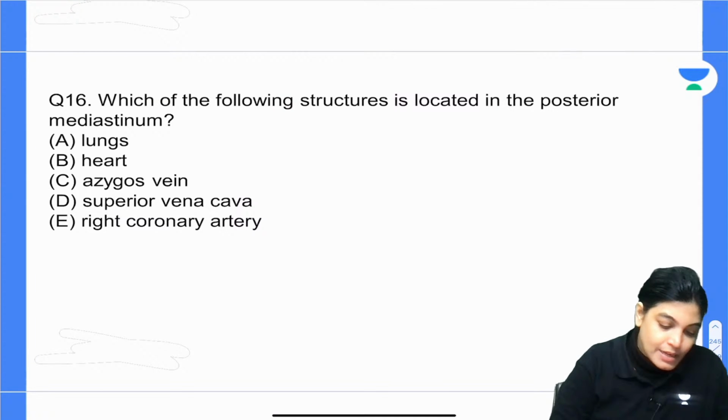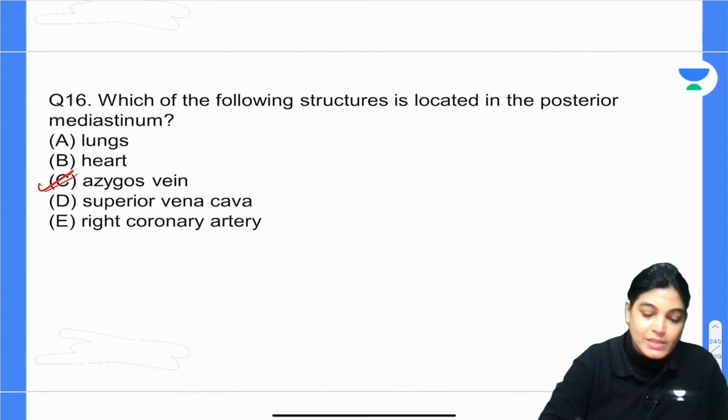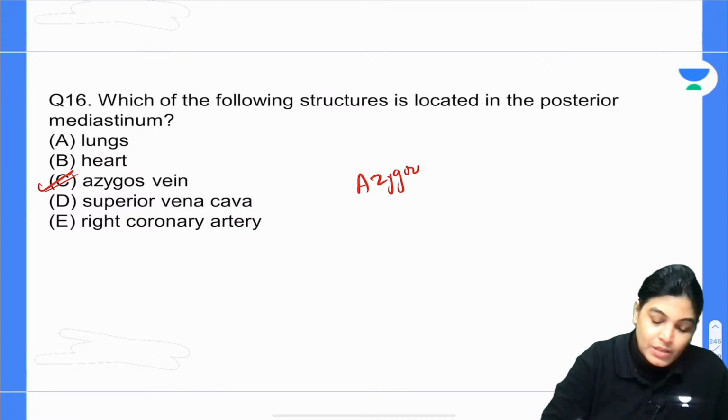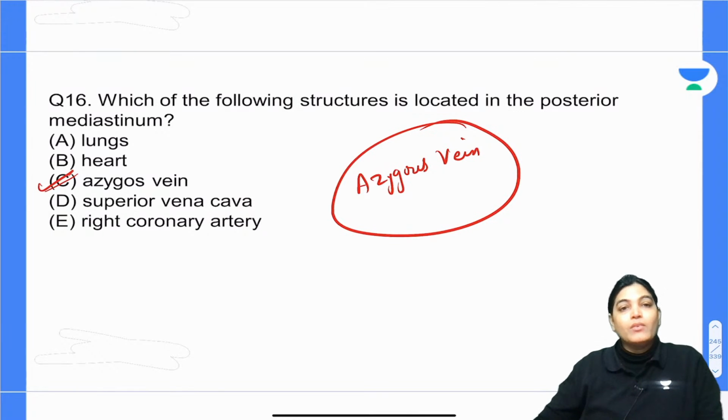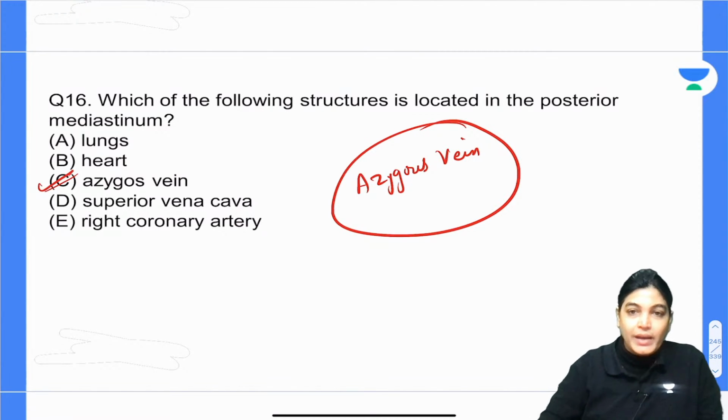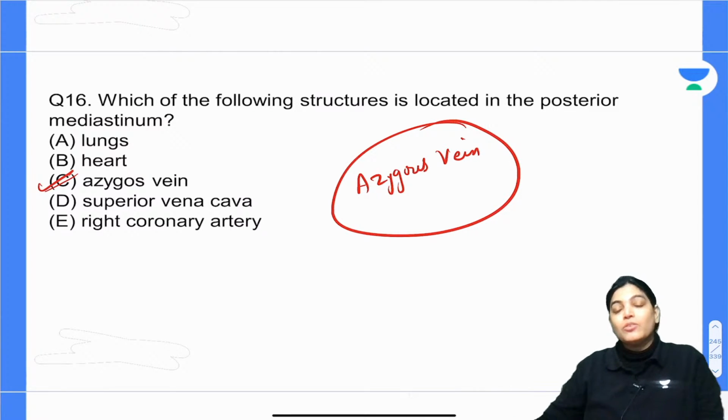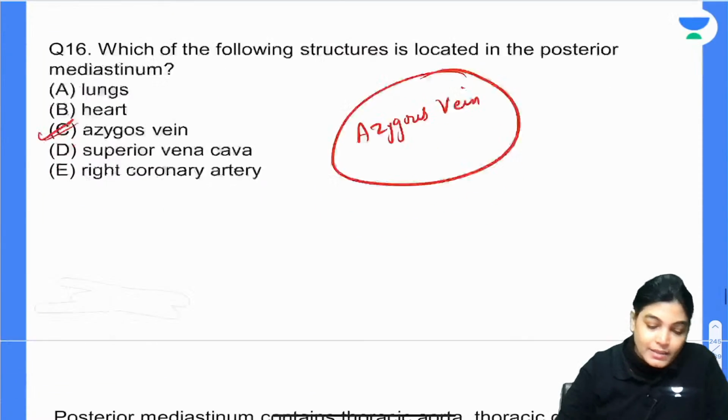The correct answer is azygous vein. In this option only azygous vein is the structure which is residing in the posterior mediastinum. Actually, heart and its great vessels are lying in the middle mediastinum. In the anterior mediastinum, we have the sternopericardial ligament connecting the sternum and the pericardium, and we also have the branches of internal thoracic artery.